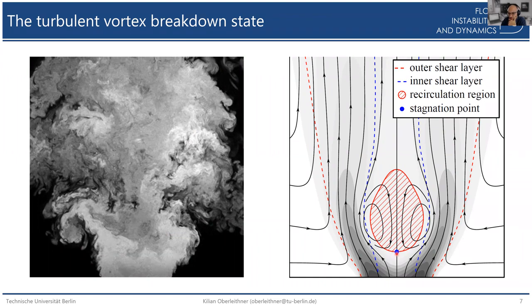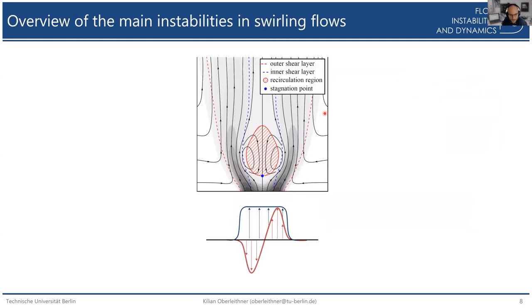You have a stagnation point upstream of that bubble. You have the swirling flow that is winding around this bubble. And you have an inner shear layer, which is this blue line here, and an outer shear layer, which is this red line here. Okay, so this is basically the vortex breakdown state and the flow configuration that we are mainly looking at today. So what are the main hydrodynamic instabilities that can occur in such a flow?